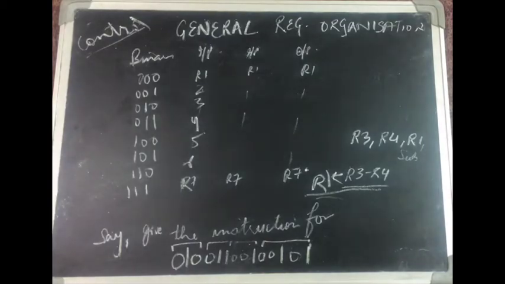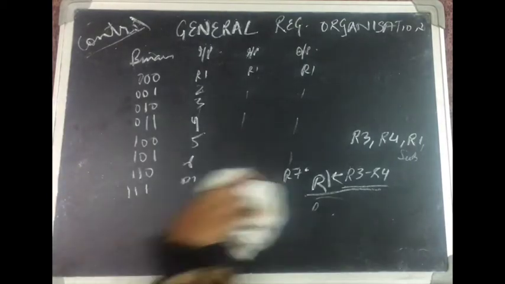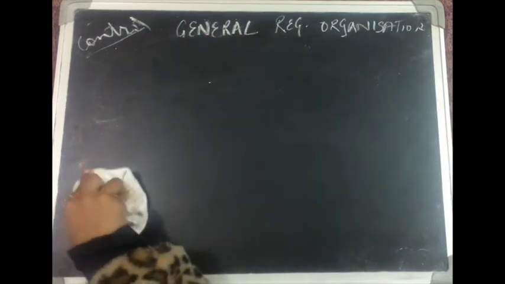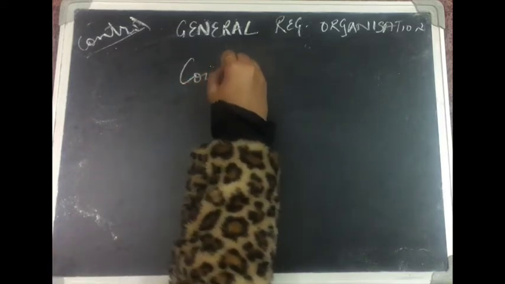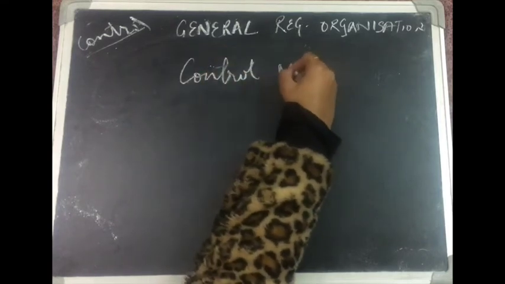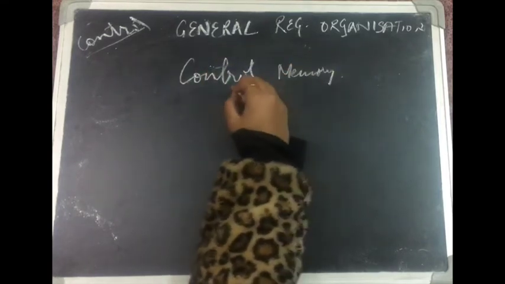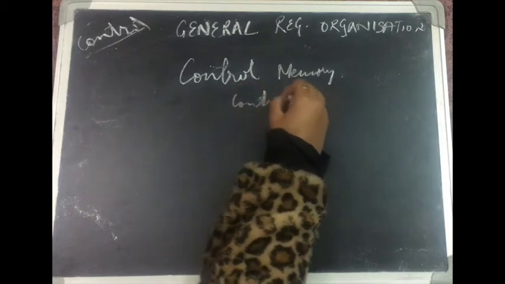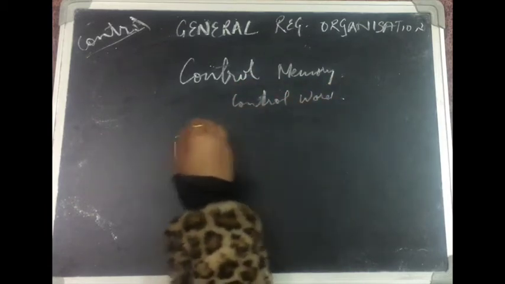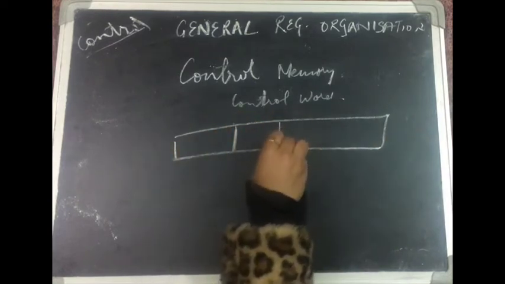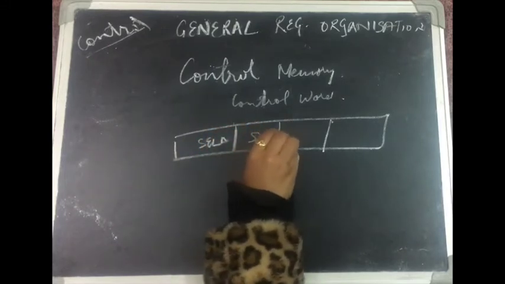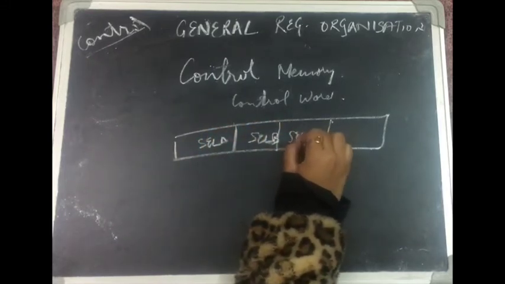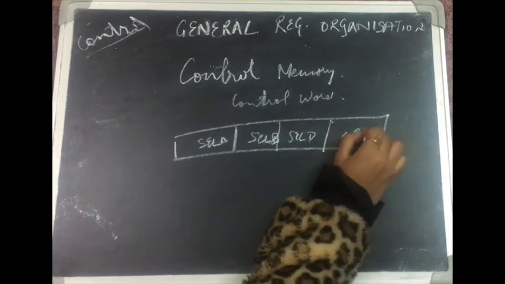One more thing, that's all for the example. One more thing that you need to know is that the memory unit that stores the control word is known as a control memory. What is a control memory? A control memory is that part of memory that stores the control word. Control word is what we just did now. It is a group of bits which specify select line A, select line B, select line D, and the operand.